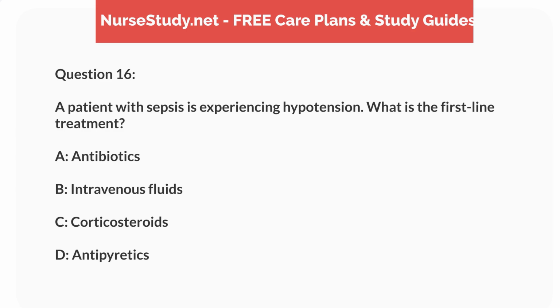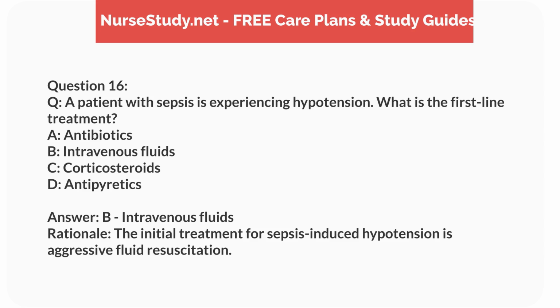Question 16. A patient with sepsis is experiencing hypotension. What is the first-line treatment? A. Antibiotics. B. Intravenous fluids. C. Corticosteroids. D. Antipyretics. Answer. B. Intravenous fluids. Rationale. The initial treatment for sepsis-induced hypotension is aggressive fluid resuscitation.